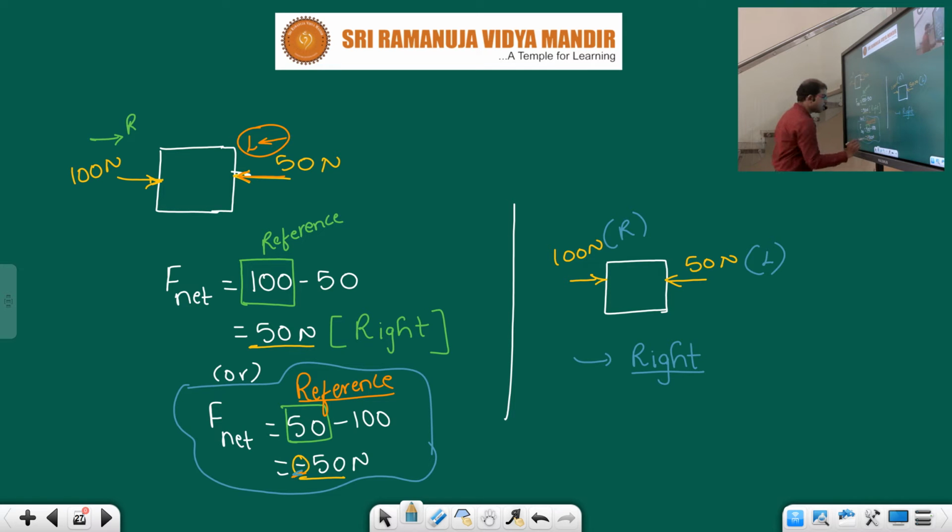Minus represents opposite. Minus represents what, children? Opposite. Minus symbol always represents opposite direction. So 50 we are taking as reference, right? So since we got minus as the answer, we need to take opposite to 15 newtons. What is opposite to 15 newtons, children? Right side. So right side is our answer.